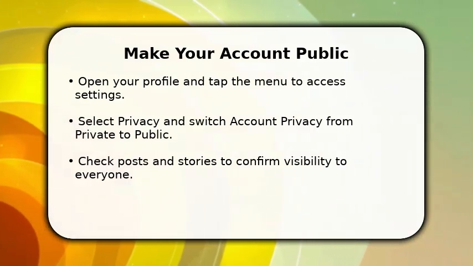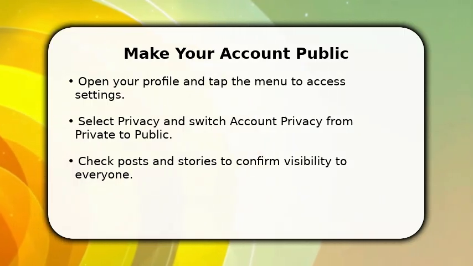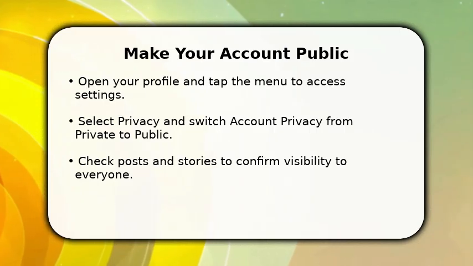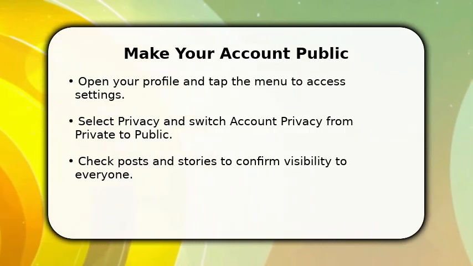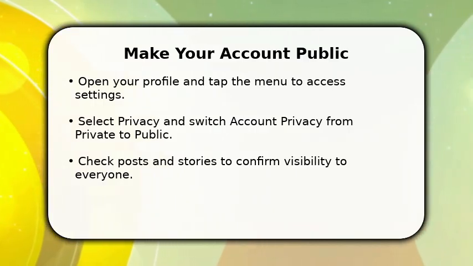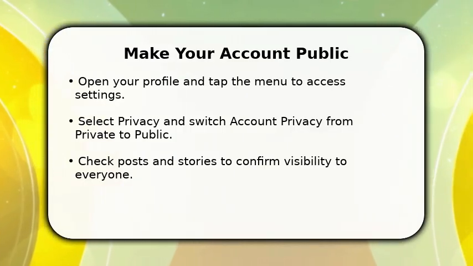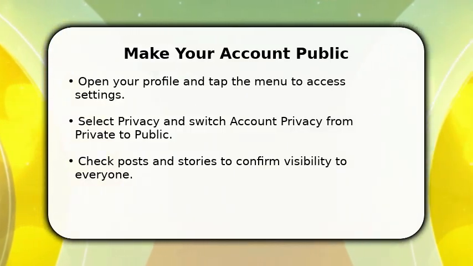Open the app, go to your profile, then tap the menu and choose Settings. From Settings, go to Privacy and toggle Account Privacy to Public. Review what appears on your profile, adjust story controls, and check who can message you. This simple change makes your posts discoverable and helps grow your audience quickly and safely.